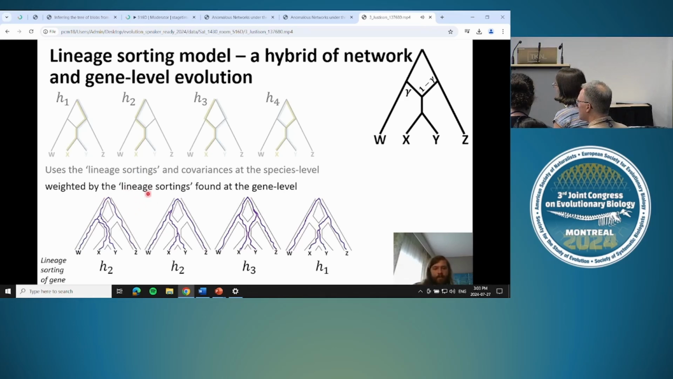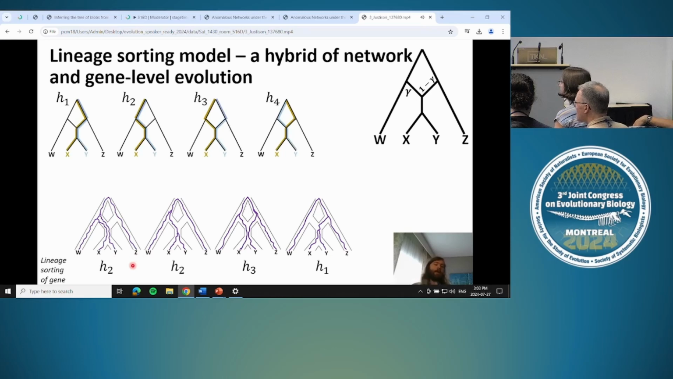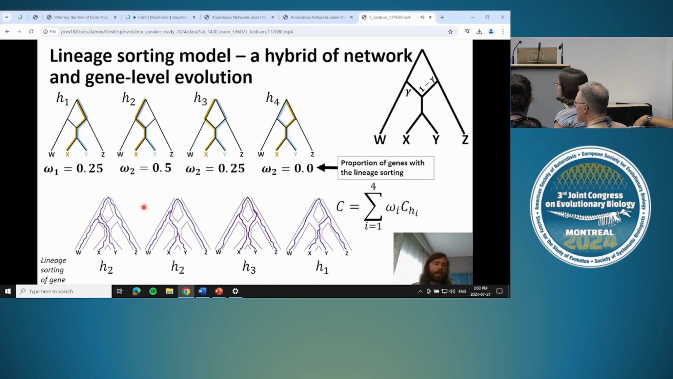And when I say weighted by the lineage sortings found at the gene level, we can look at each gene tree and we can give it a lineage sorting based on whether the gene tree histories, the lineages go left or right. So for example, these two gene trees here both have a lineage sorting of H2 because they both go left at that hybridization node. And so what we can do is we can count up all of the genes that have a given lineage sorting, and then we can use those as our weights. And we just say, what's the proportion of genes with a given lineage sorting? And we can use those as our weights when we are computing covariances.